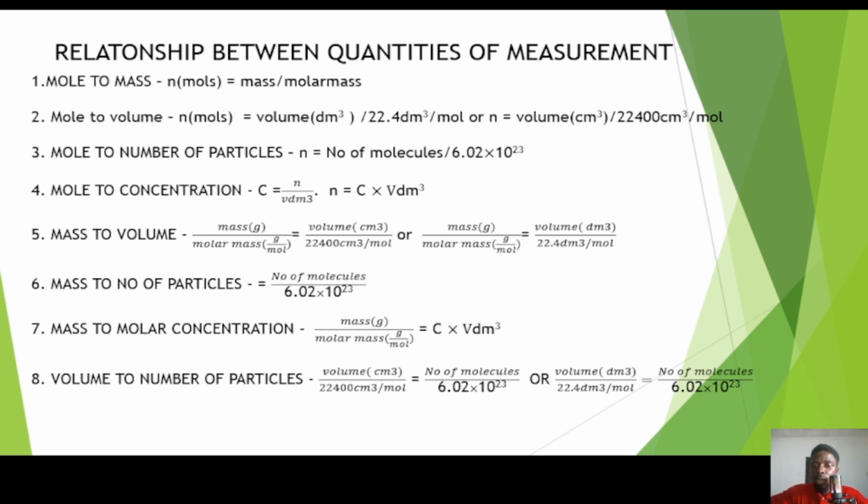Then we go to the final relation for this particular study, volume to number of particles. So relating volume to number of particles would imply that it will be expressed by the formula volume in cm cube divided by 22,400 cm cube per mole, which is the molar volume, equals number of particles divided by 6.02 times 10 raised to power 23, or the volume in dm cube all over 22.4 dm cube per mole would be equals number of molecules divided by 6.02 times 10 raised to power 23.